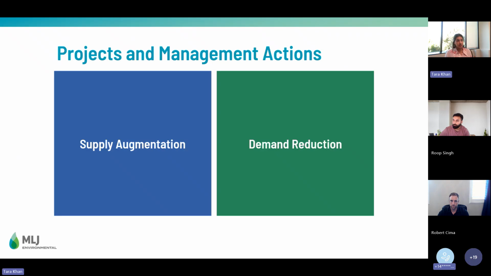Okay, so if your GSP is your roadmap for how to get to sustainability, your projects and management actions are the commitments that you have made that detail your options for how to mitigate overdraft, how to balance your subbasin. They'll include a variety of initiatives to both increase supply and reduce demand in your GSA. And there's two main avenues here in how to balance a basin, right? Ultimately, either you will have to increase the supply of groundwater, or you'll have to reduce the demand and reduce the amount of pumping that's happening.